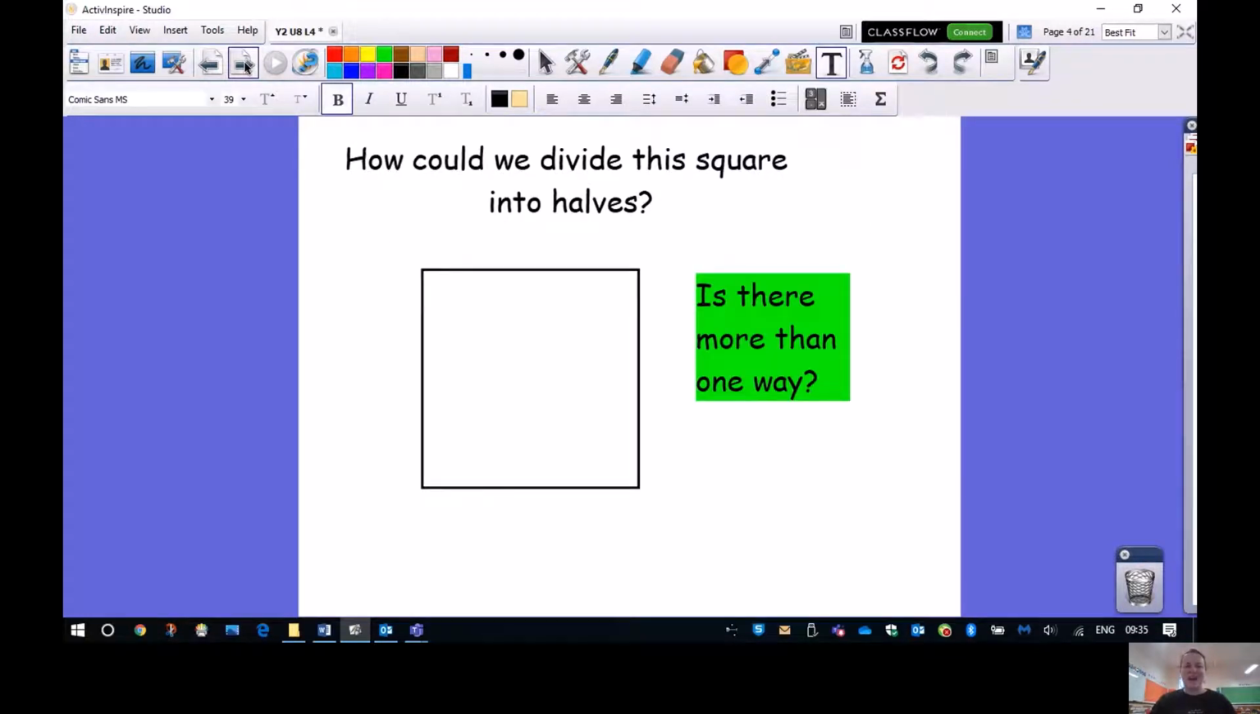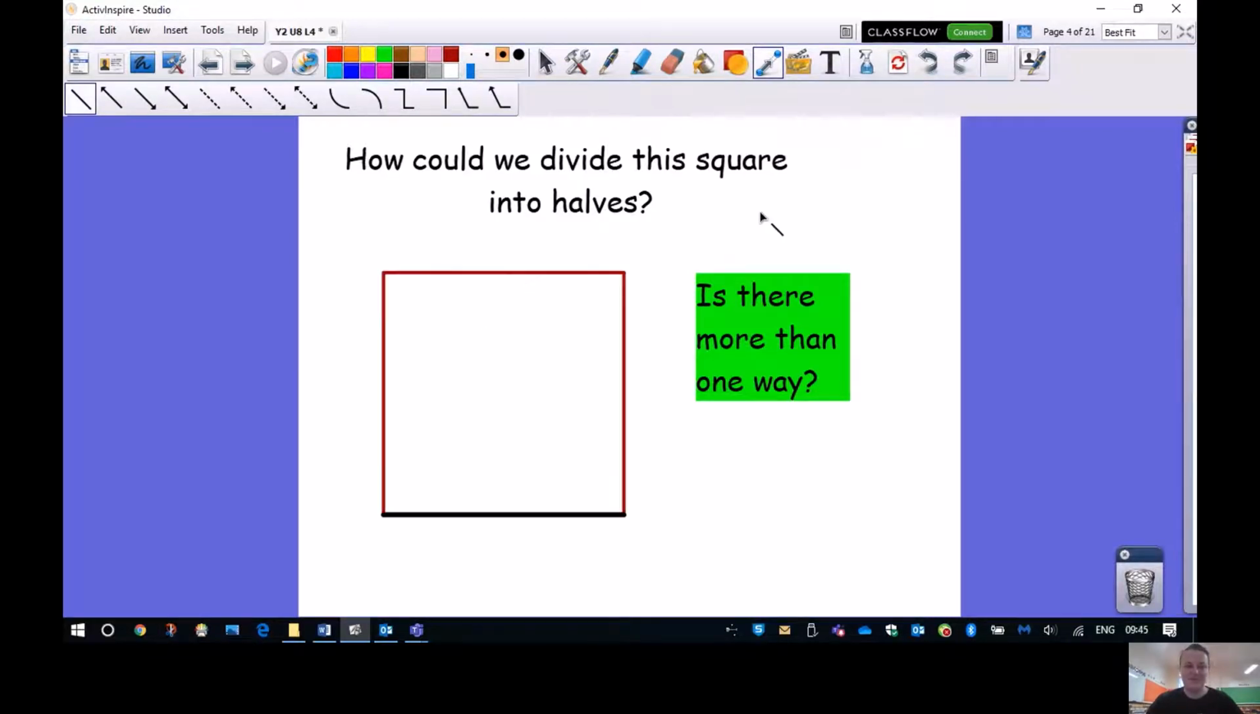So how could we divide this square into halves? Is there more than one way? Pause this video, have a think, and then find out. Let's find out. So for this lesson, we're now going to have a look at cutting into halves again to recap yesterday's learning. So how can I divide this square into halves?